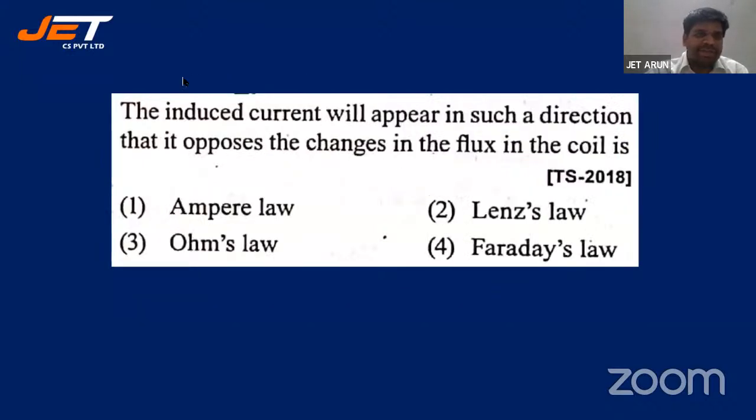Okay, good. The induced current will appear in such a direction that it opposes the changes in flux in the coil is Ampere's law, Lenz's law, Ohm's law, Faraday's law. The induced current will appear in such a direction that it opposes the change in the flux in the coil is which law? Ampere's law, Lenz's law, Ohm's law, Faraday's law.